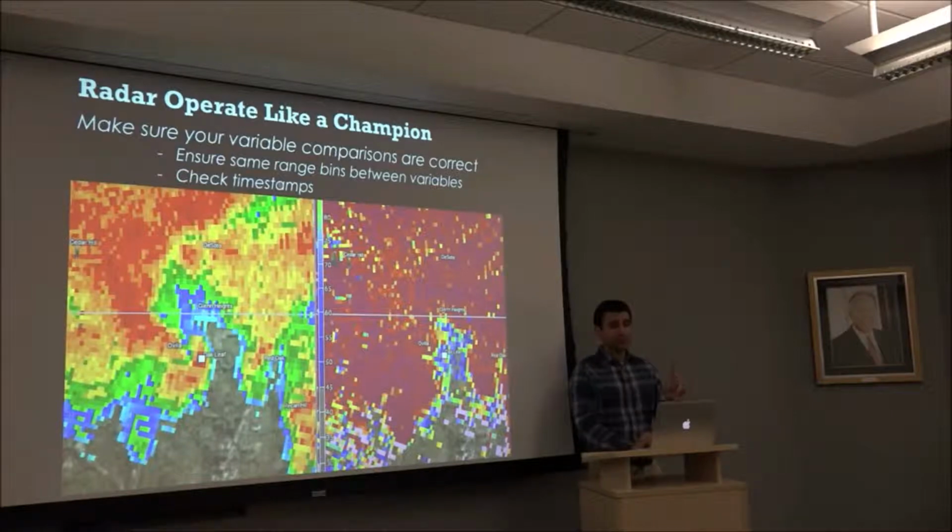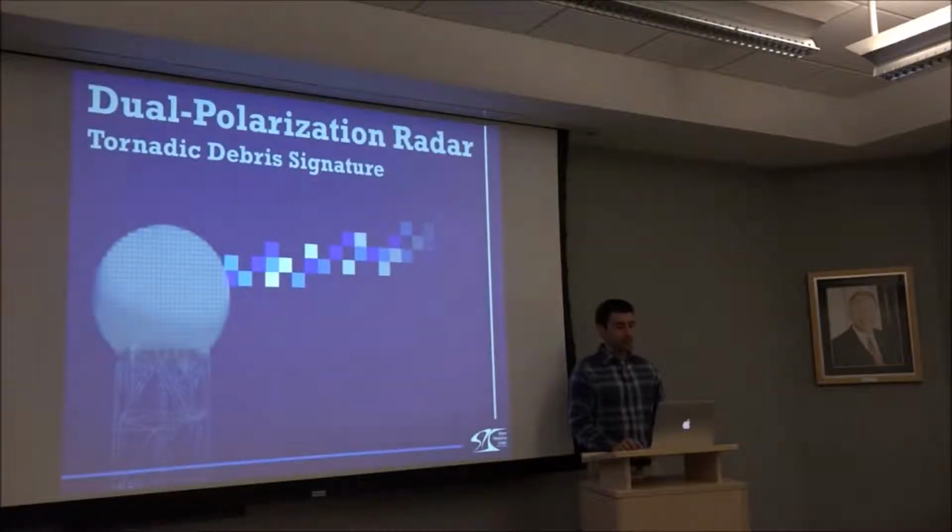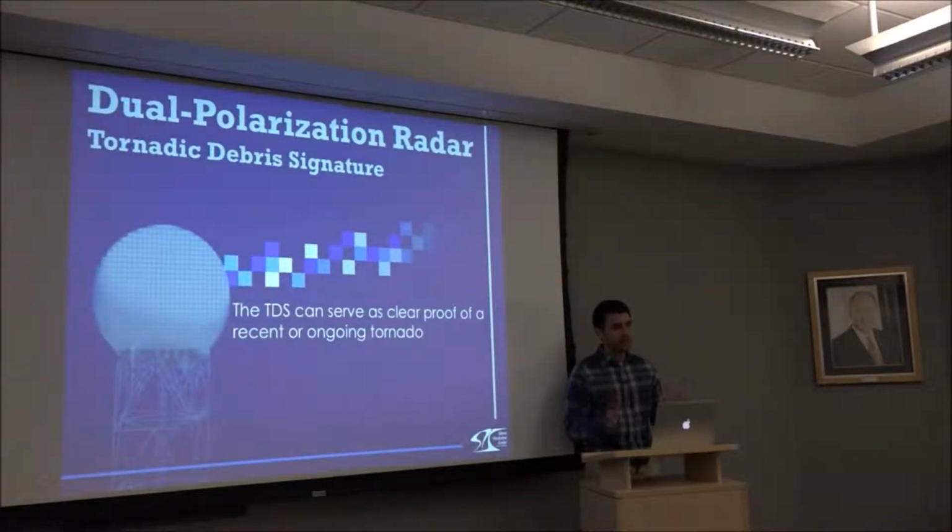And you want to make sure you got the same timestamps on all of your products to make sure you're looking at it at the same time, as different things may come in at different times, especially when you're looking at velocity versus reflectivity or some of the dual-pol data, just in the way the Weather Service radars do their scanning strategies. So the tornadic debris signature can serve as clear proof, if you identify it properly, that there was at least a recent or even ongoing tornado. You're seeing the tornadic debris.